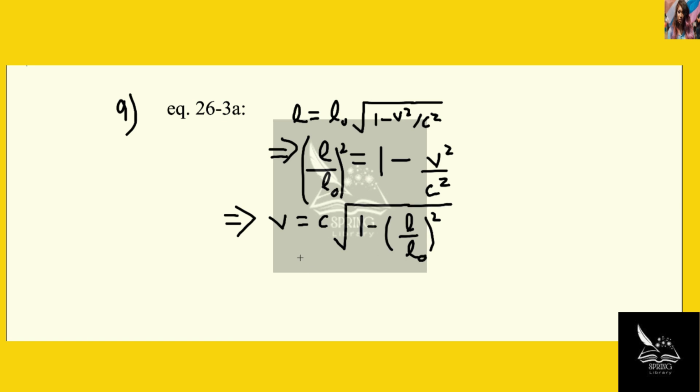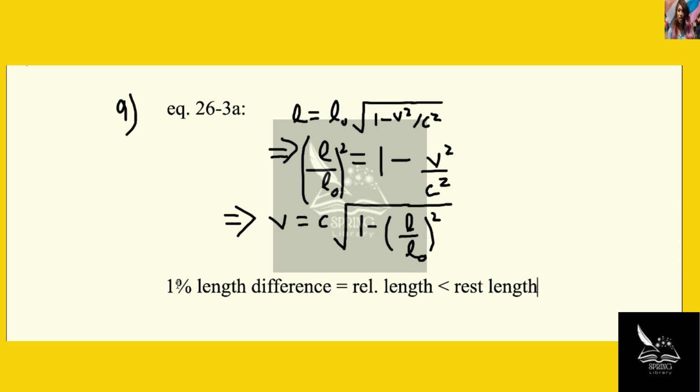Okay. And so when we're looking for a 1% length difference between the relativistic and classical lengths, that means that your relativistic length, L in this case, remember length is shorter under special relativity, so relativistic length will be less than your rest length.